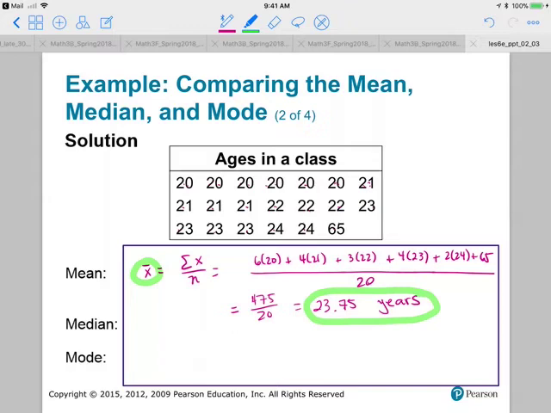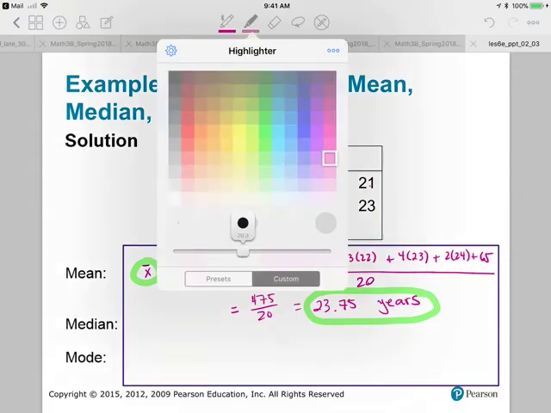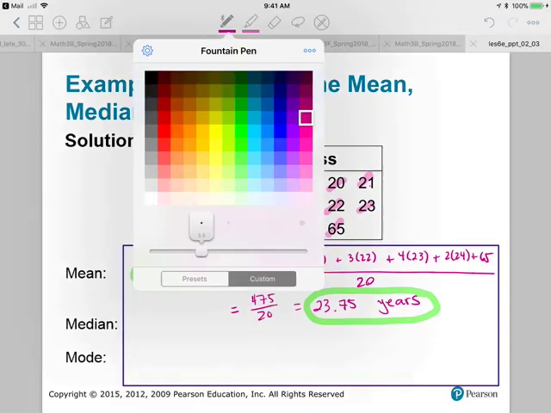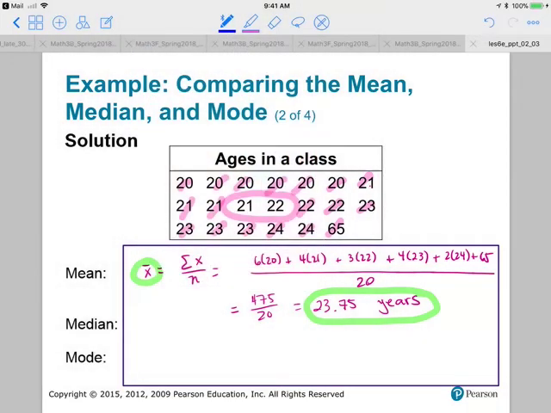Luckily for us, the data is already in increasing order, right? So the data is already ordered. So we just need to find the middle. So I'm going to cross off. I've got 2 in the middle, and the median, sorry, is going to be 21.5. Median is going to equal 21.5.